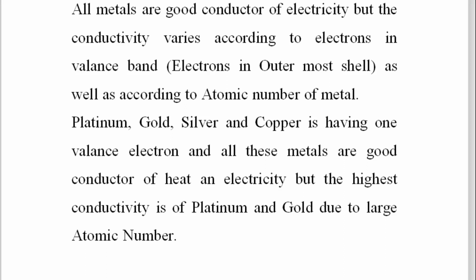So conductivity of a metal is not only going to be decided on the basis of the number of electrons in the valence band, but it is also going to be decided on the basis of what? Atomic number. So here I have taken some examples. Platinum, gold, silver, and copper have one valence electron. One valence electron means only one electron in the outermost shell or orbit. And all these metals are good conductors of heat and electricity.